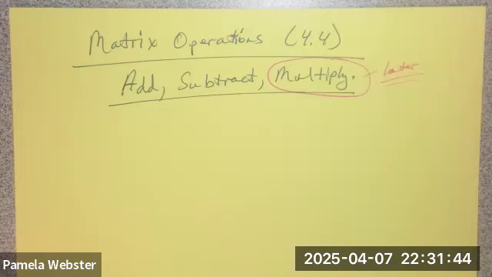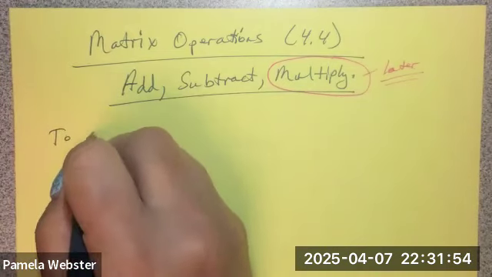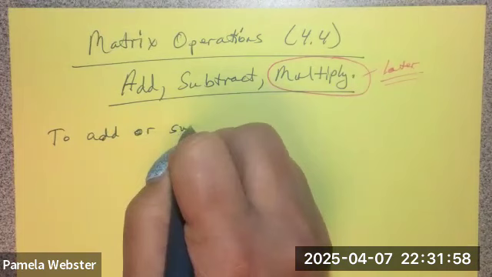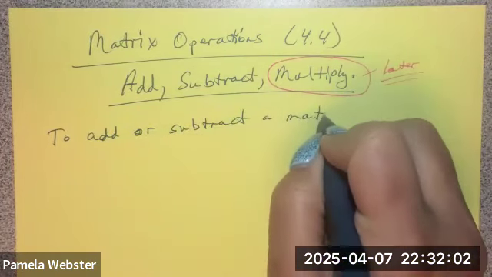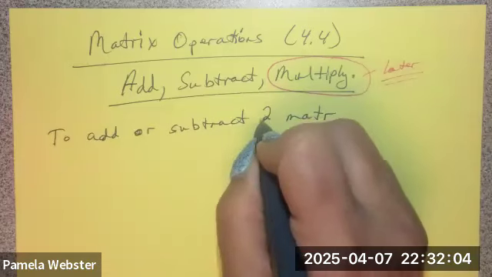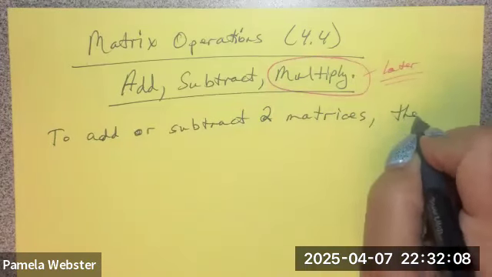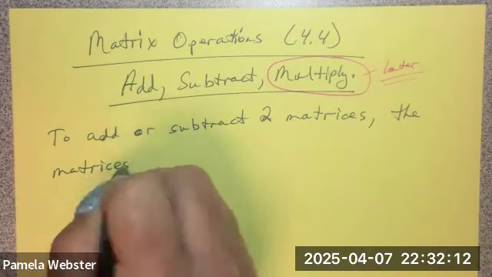Okay, so with that said, how in the world do I add and subtract matrices? The answer is, to add or subtract matrices, let's say two matrices, the matrices have to have the same size.